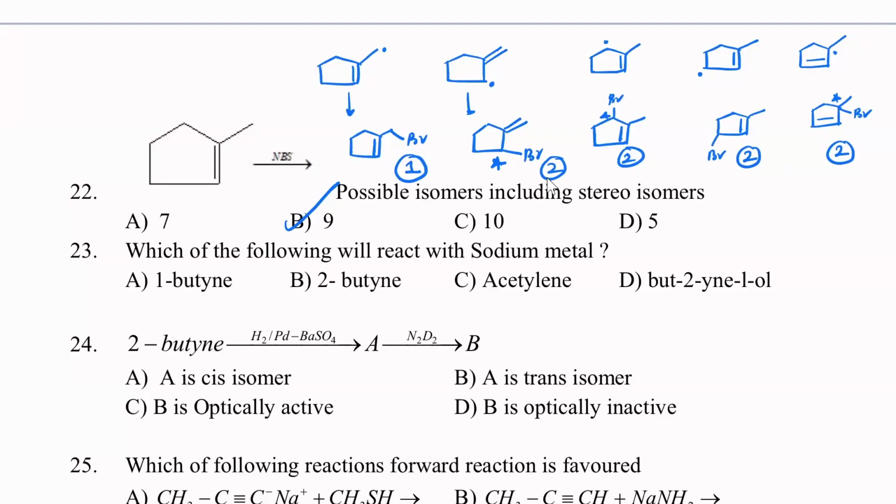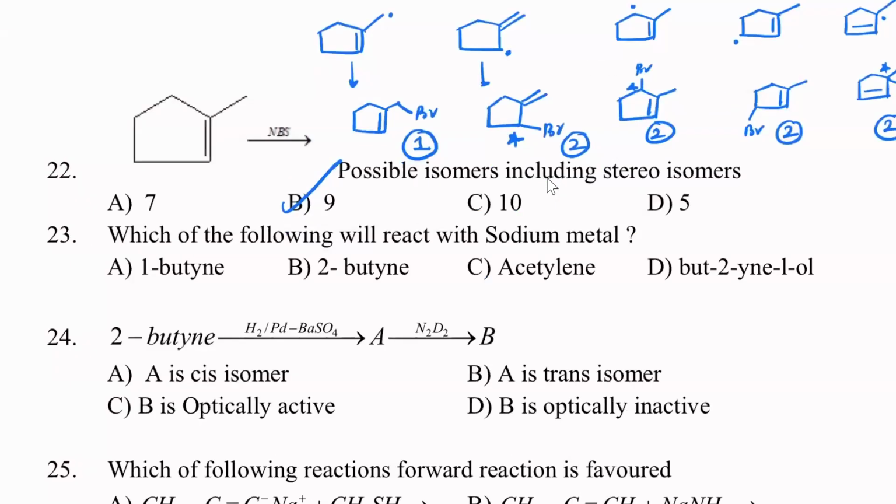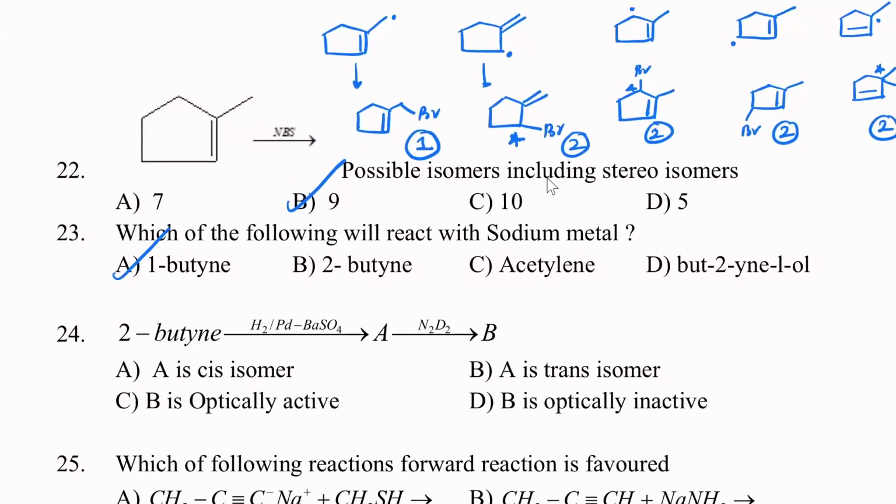Next, which of the following will react with sodium metal? Okay, we need to take the terminal alkyne. This is terminal alkyne, terminal alkyne. Okay, one in, one all. Even if you have an alcohol, that will anyway give sodium metal test. So ACD.